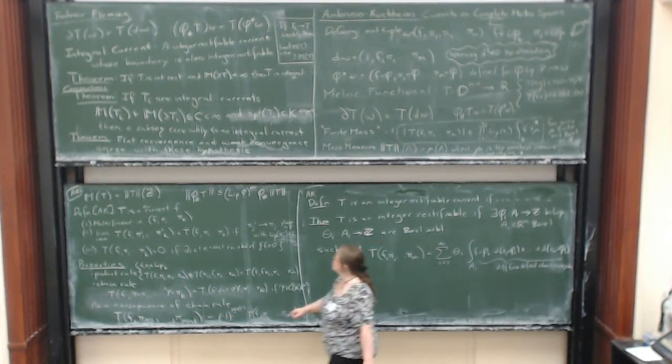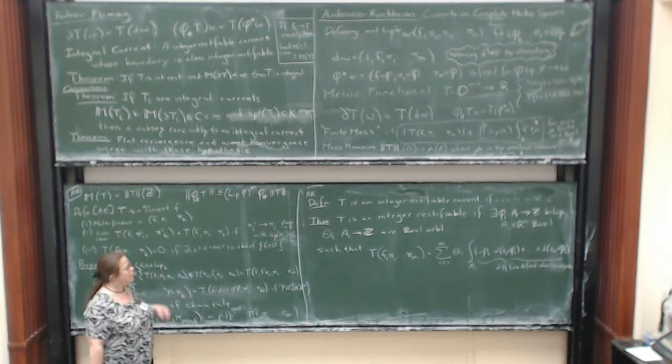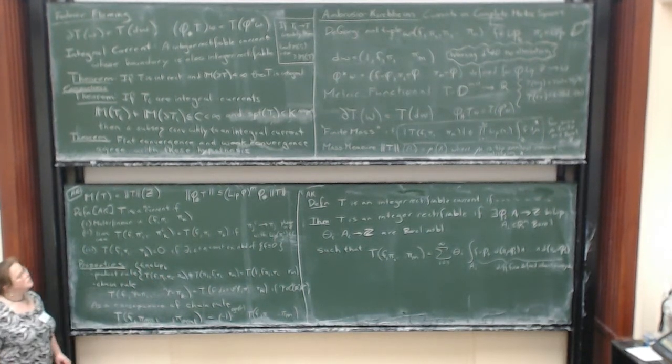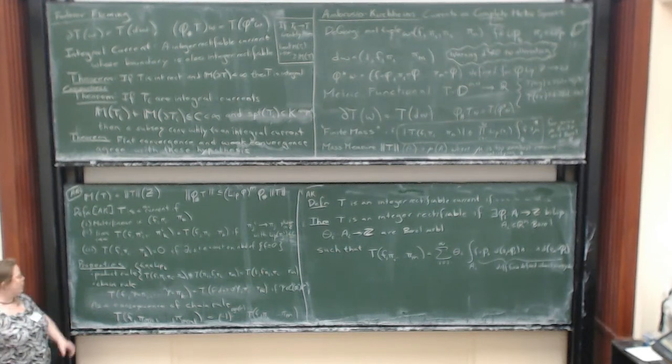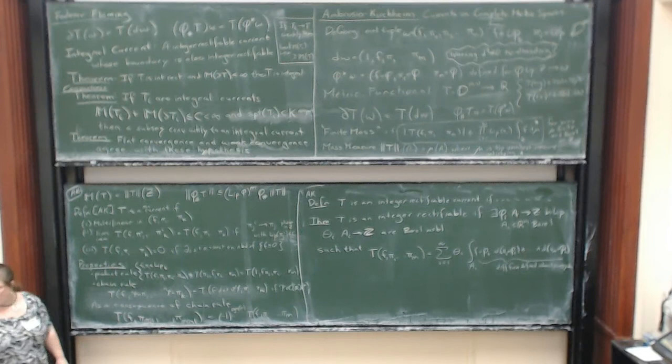Okay, so that's a theorem in their case. The actual definition of an integer rectifiable current involves saying that the set of the current is rectifiable and that there's some sort of integer weighting going on in a more complicated way. But this is the theorem that says what they are.